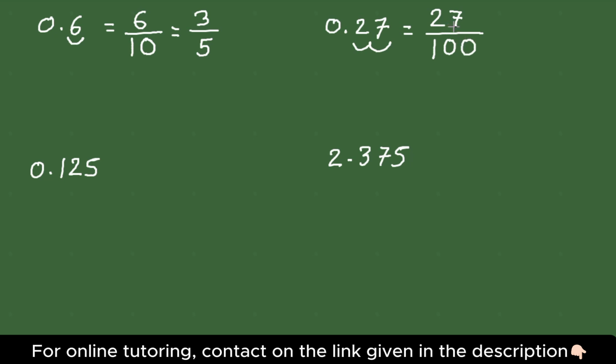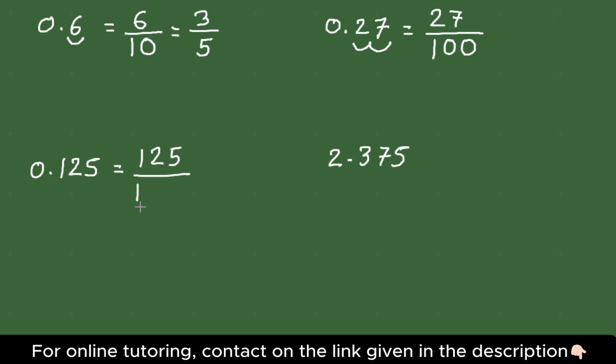So we have 27 over 100. And we cannot simplify this fraction further. So let us keep it as it is, 27 by 100. Let us convert 0.125. So 125 in the numerator without the decimal point.